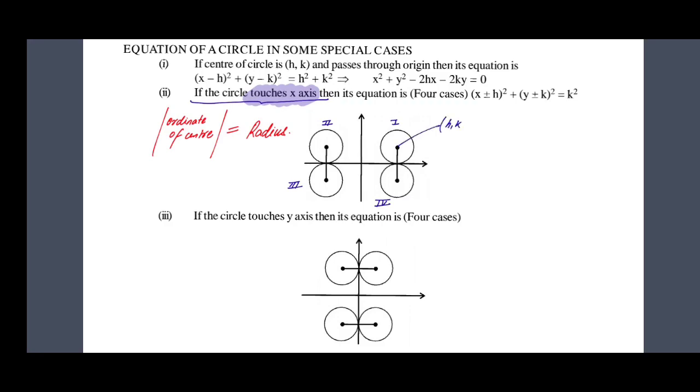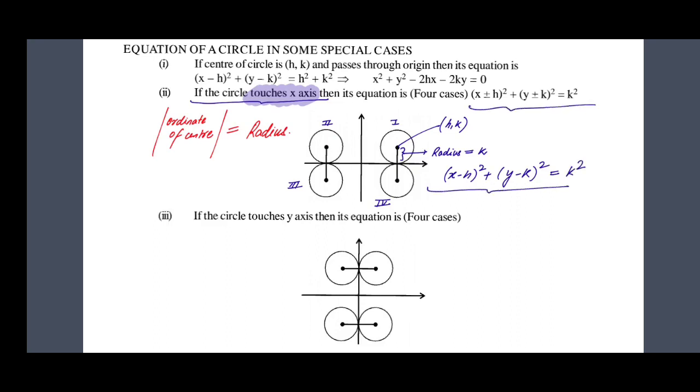So let's say this is h comma k, for example, the center. Then what I'm saying is that this distance, that is, you can say, is radius, is going to be equal to k, right? So if you try and form the equation, what will be the equation? It will look like something like this: x minus h whole square plus y minus k whole square equal to not a square, but it will be k square only.